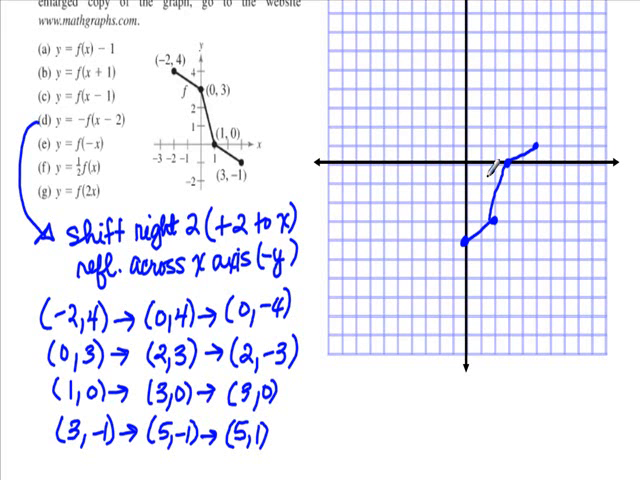Just to describe a couple of other things, what happens with 1/2 f of x? So that is a vertical shrinking. So basically that's going to multiply all of the y values by 1/2. So the x values would stay the same in that case. The y values get multiplied by 1/2.